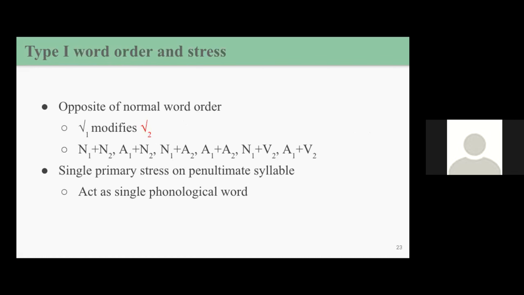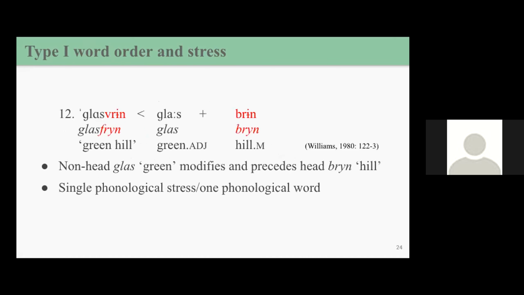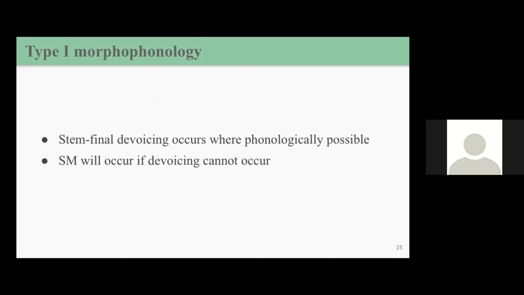I'll say it later. So type 1 have the opposite of normal word order. They can be made out of a huge number of different lexical categories. I know that's a huge list, don't worry about it. And these always have a single primary stress on the penultimate syllable, and they always act as a single phonological word. So for instance, if you have something like this, where brin is the head, you'll get rin as the second element. So the non-head modifies and precedes the head, and there's a single phonological stress and one phonological word.